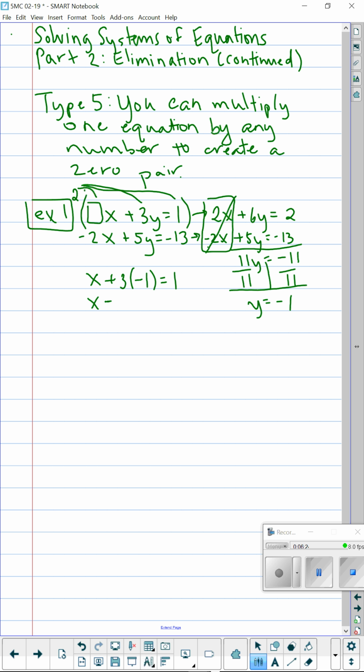And then from here, x plus 3 times negative 1 is negative 3. So I could have just written that as x minus 3. Either way, then all I need to do is add. The opposite of that negative 3 is a positive 3, so those cancel. And then 1 plus 3 is 4. So now the answer to this is 4, negative 1, because as always, we're writing the answer as x comma y.